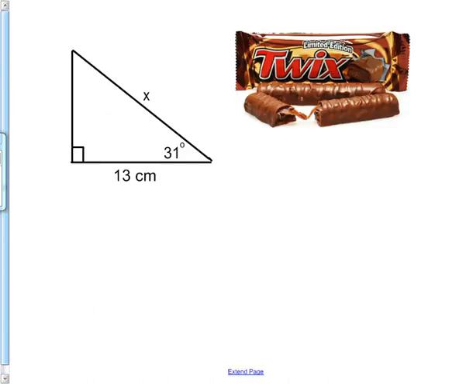Without me giving you any help, try that one with the Twix bar next to it. Is that like dark chocolate on there or something? The limited edition? I don't know. Makes me hungry, though, I can tell you that.